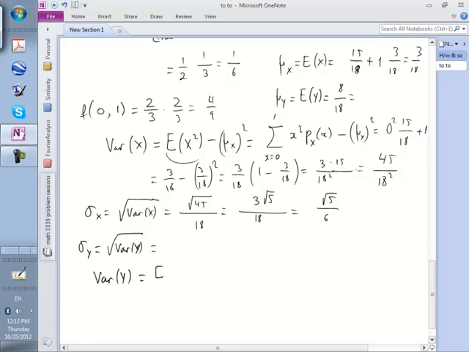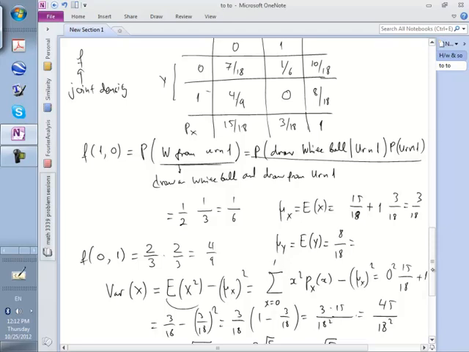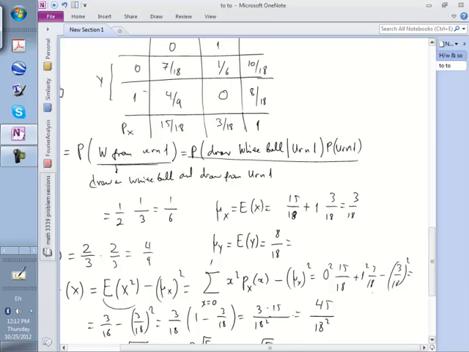The variance of y will be E of y squared minus the mean of y squared. So let's look at the values of y. The values of y are 2, 0, and 1. So we only need to take 1 squared times 8 over 18, because the other value, 0 squared, will give us 0. So whenever you multiply with its probability, it's going to give you 0. Is it clear? It's the same as here, with just different values. Is it clear?